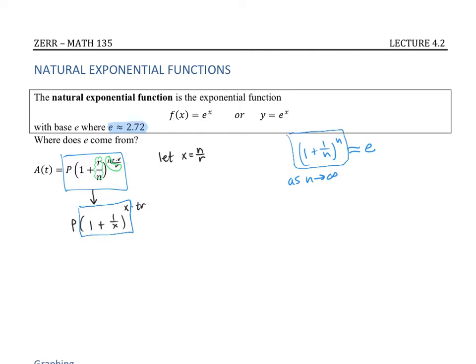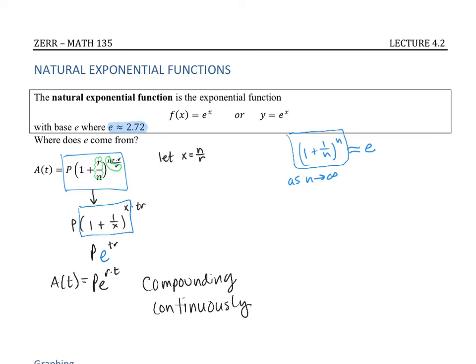So as we have our n, or the number of times that we're compounding, if that's going towards infinity, then this is going towards e. So then we would still have the p, and this is tr. All right, and then it's usually just written with my r and then t. So the amount after a certain amount of time compounding continuously, then we would get this new formula for continuously compounding interest.